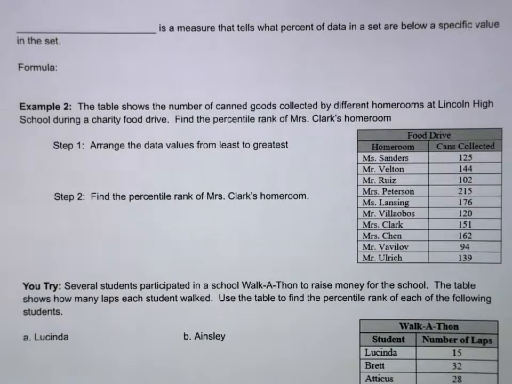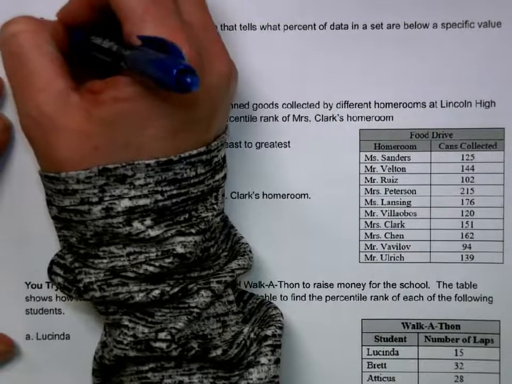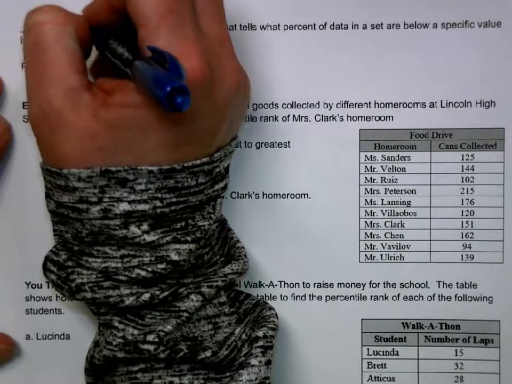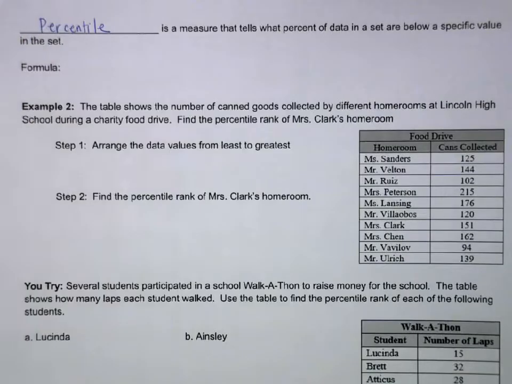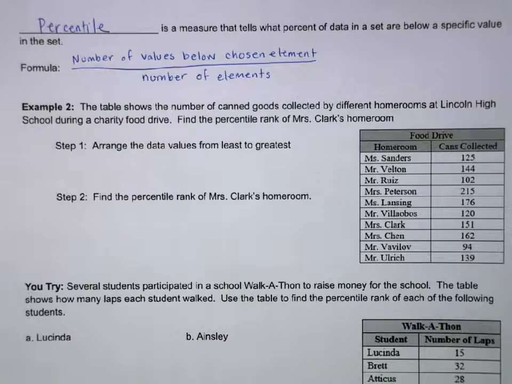Okay. A percentile is a measure that tells what percent of data in a set is below a specific value in a set. So it kind of gives you an idea of a location of a particular data point in a set of data. Okay, so it's going to be the number of values below the chosen element divided by the number of elements. Okay, so we'll do an example with this.